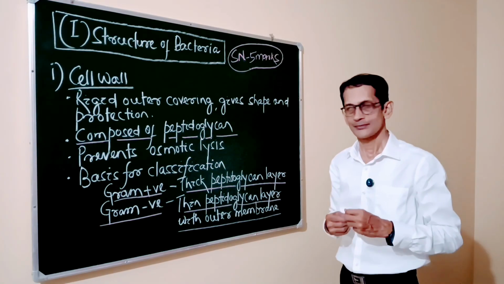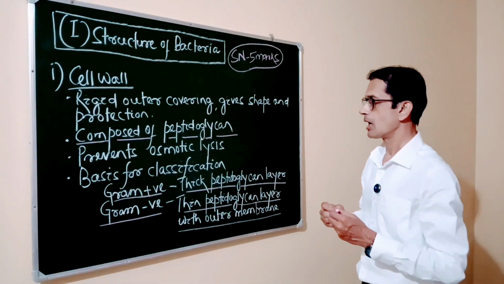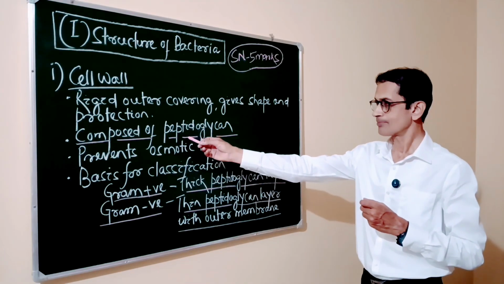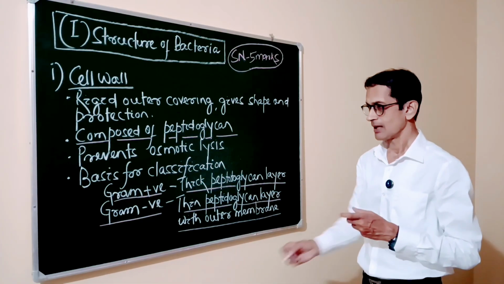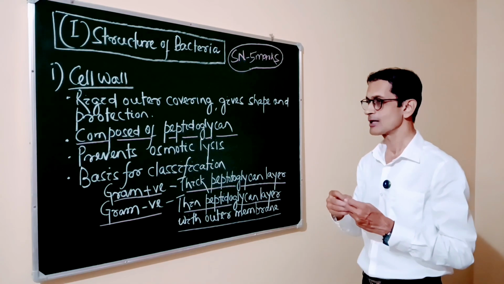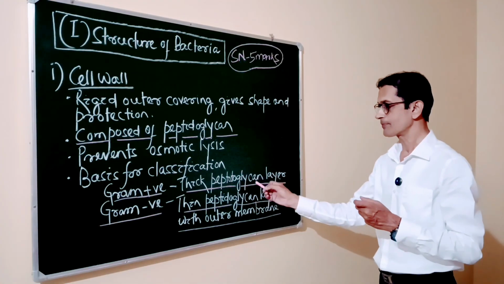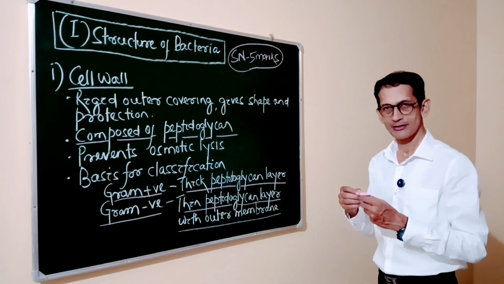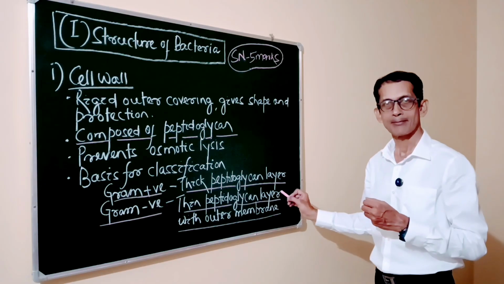So cell wall: rigid, and make the bullet points that I told you earlier. Rigid outer covering gives shape and protection. Underline, composed of peptidoglycan, prevents osmotic lysis, and this is very important again. Basis for classification, this cell wall. Gram-positive bacteria have a thick peptidoglycan layer. Underline this, MCQ. Gram-negative bacteria have a thin peptidoglycan layer with outer membrane.